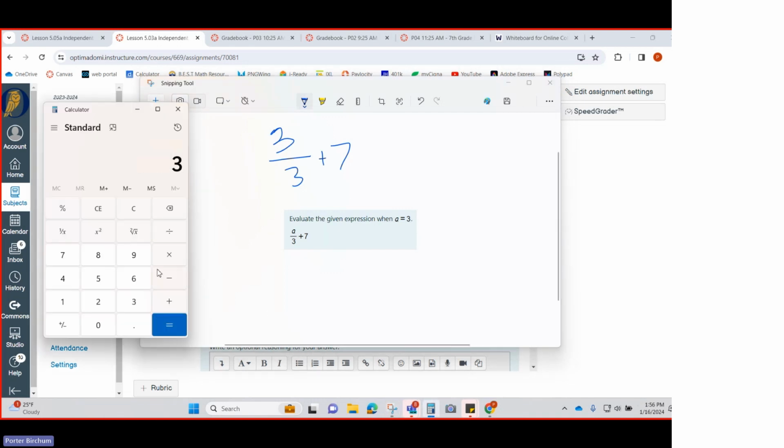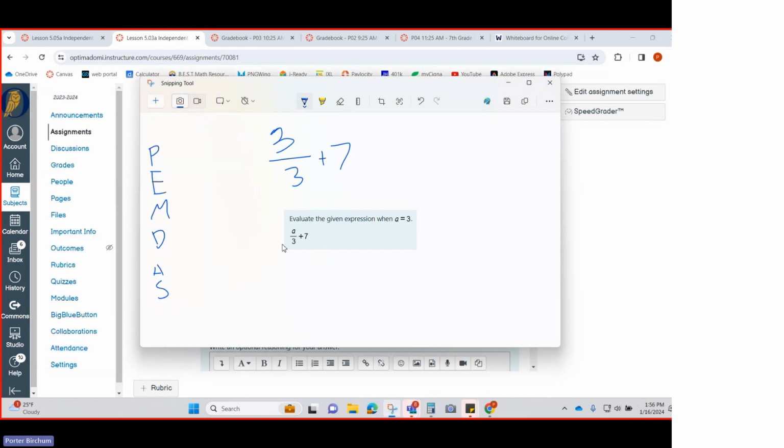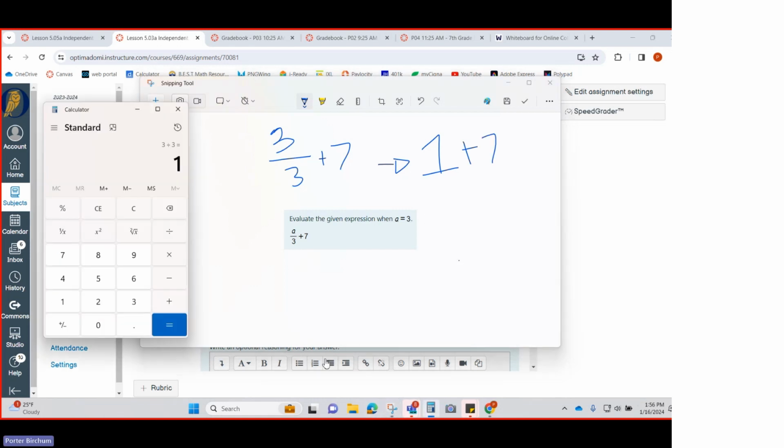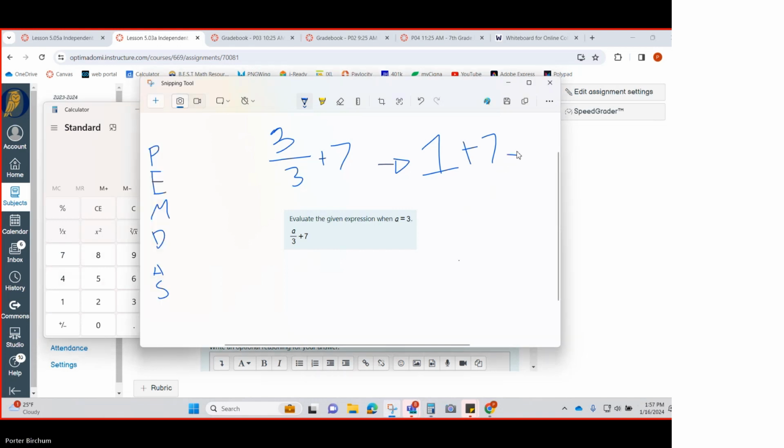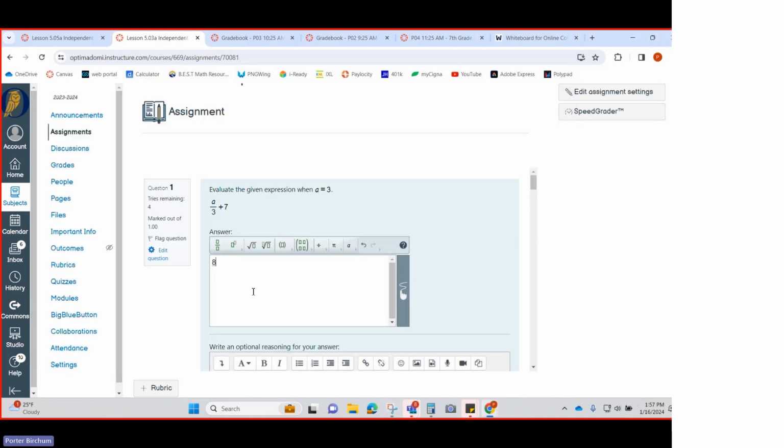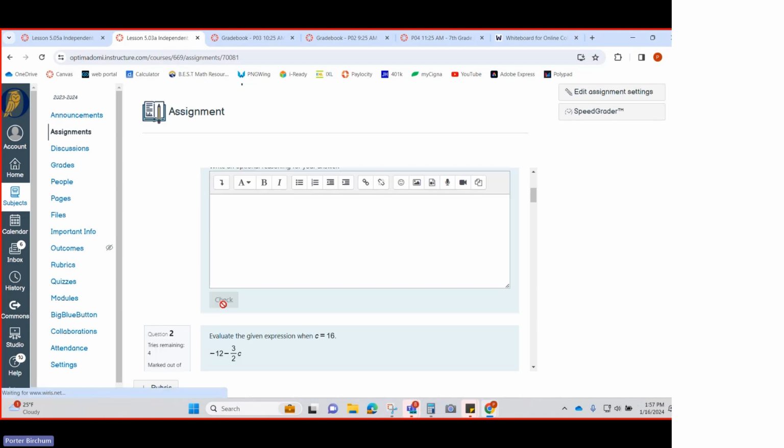What is that? My brain is too tired from staying organized, so here's our calculator. It is 1. Now I have, instead of 3 divided by 3, 1 plus 7. What is 1 plus 7? That is 8. Now again, your numbers are different, but the steps are very, very similar.